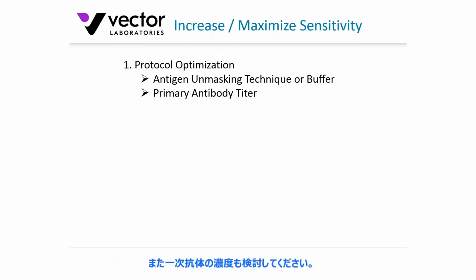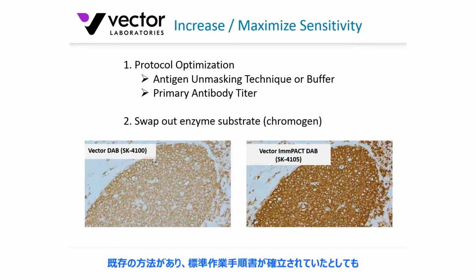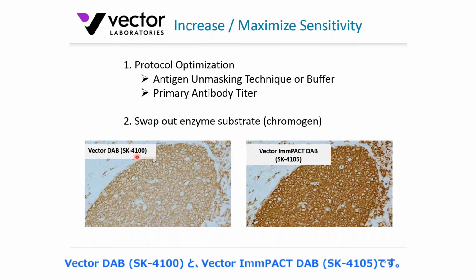Another thing to look at, make sure you've got that primary antibody titer running. So this is where you go back and revisit those positive control sections. But if you've got an existing methodology, and those points are worked out and you're happy with them, they're established in the SOP, one of the easiest things you can do is swap out that end detection reagent, that enzyme substrate. And what I've got here is an example of 2 of our products: Vector DAB, here's the catalog number, and Vector ImmPACT DAB.